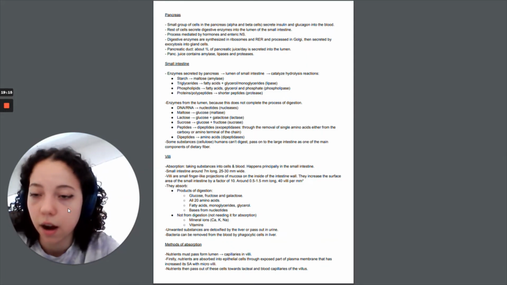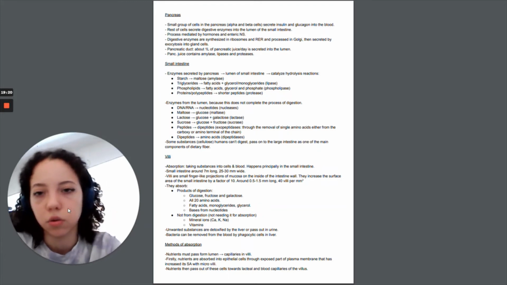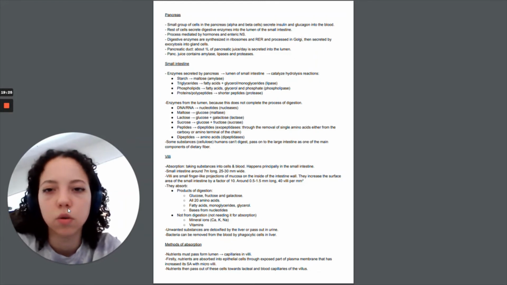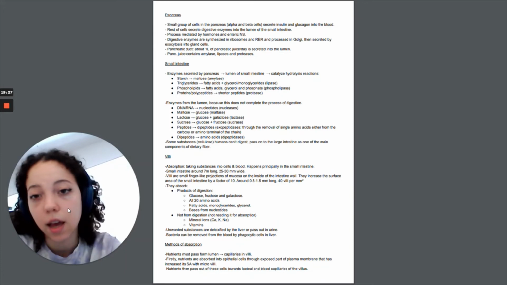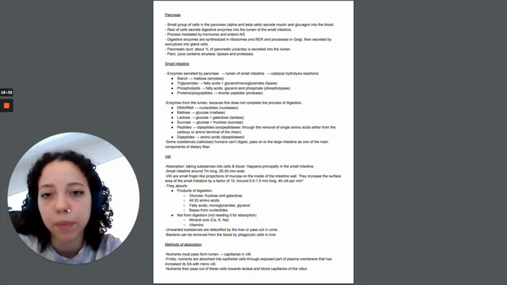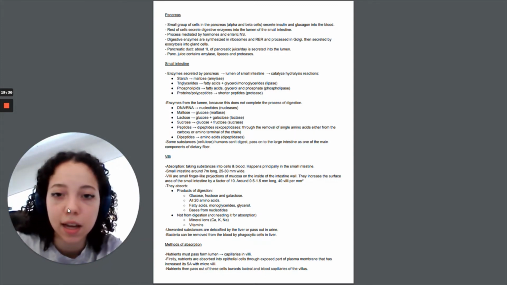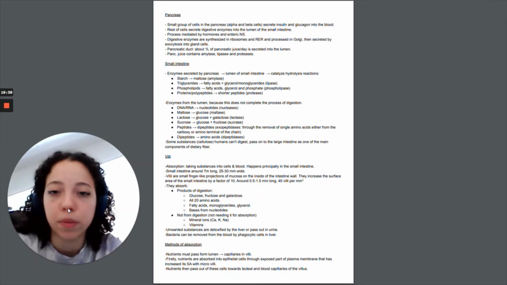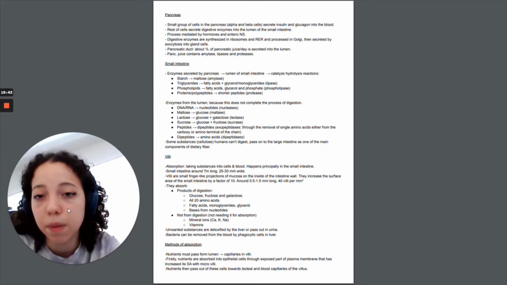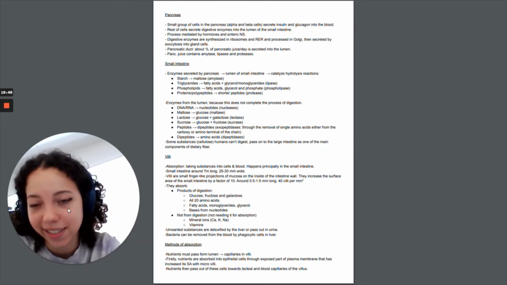DNA and RNA are broken down into free nucleotides through nucleases. Maltose into glucose through maltase. All of this is topic 2 also. Lactose into glucose and galactose through lactase. Sucrose into glucose and fructose through sucrase. And the peptides that were broken down from the bigger proteins with protease are broken down into dipeptides through exopeptidases. And these dipeptides are broken down into amino acids with dipeptidases.